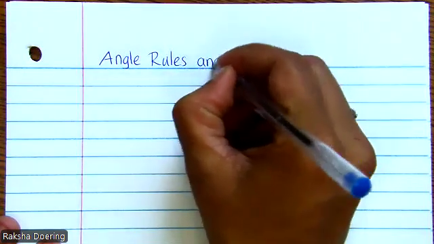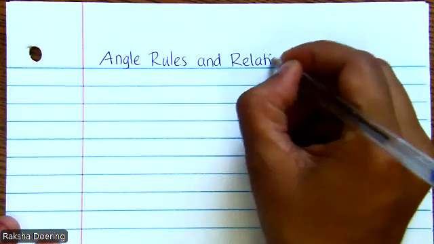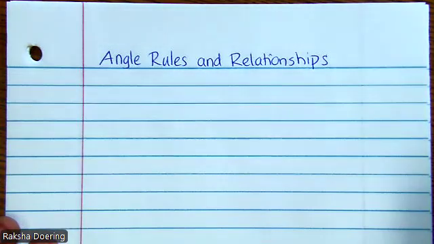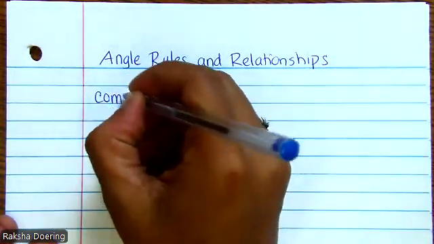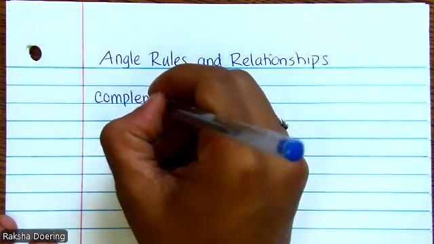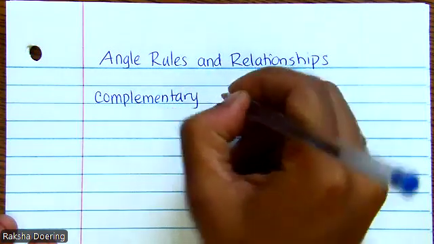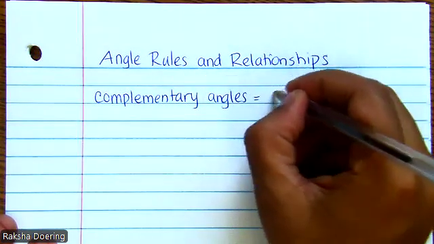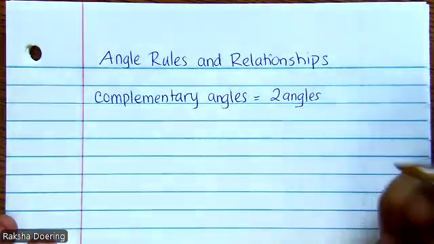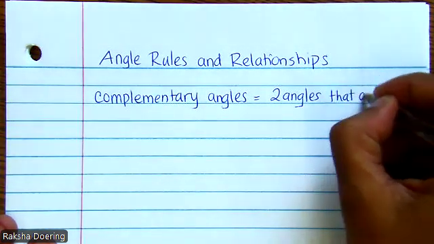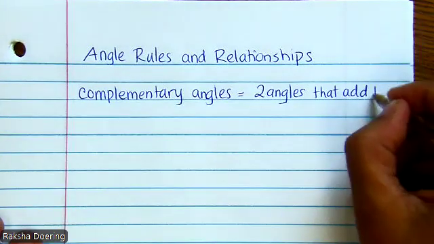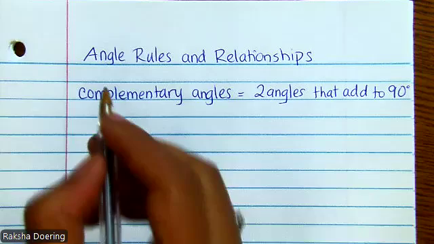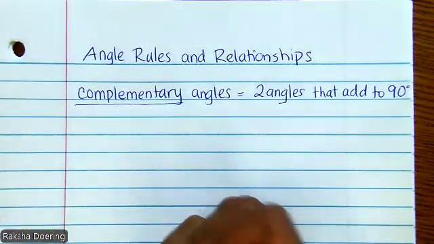So angle rules and relationships. And we're going to be talking about a couple of different types of angle rules. The first one is complementary angles. Complementary angles are two angles that add up to 90 degrees. So two angles that add to 90 degrees are called complementary angles.